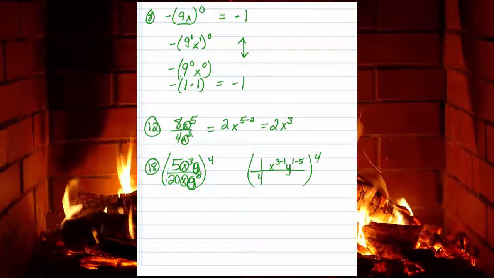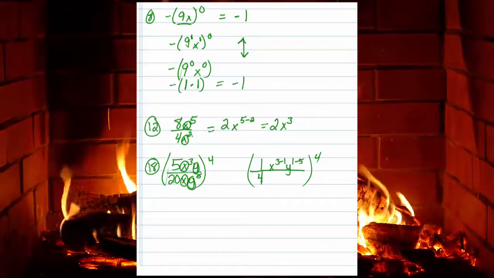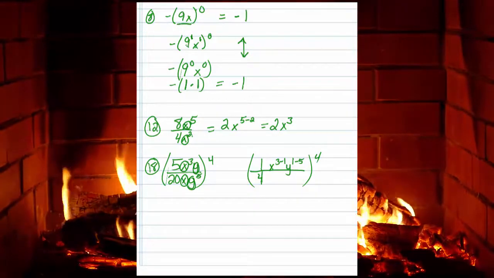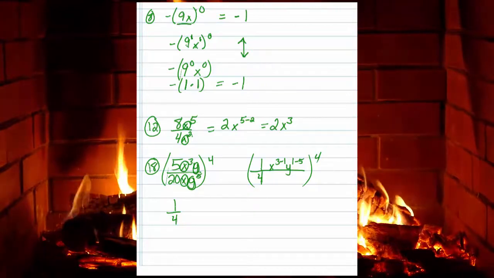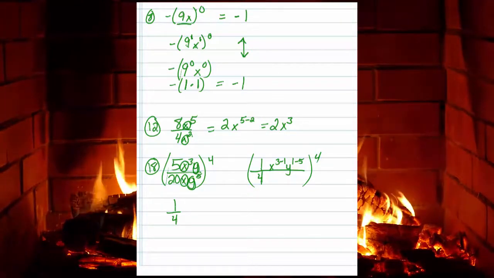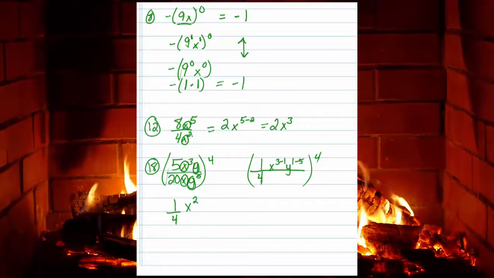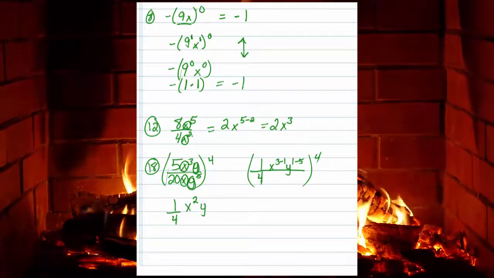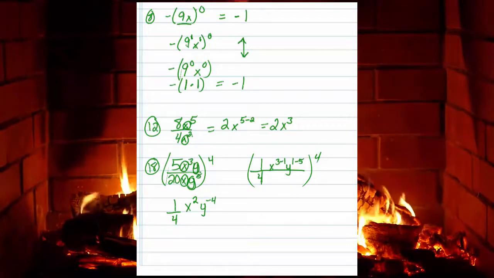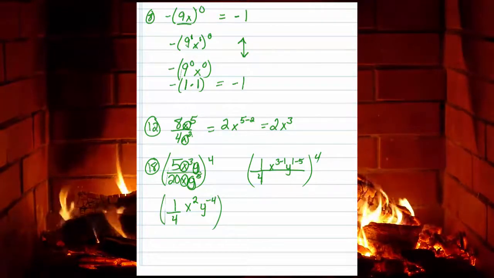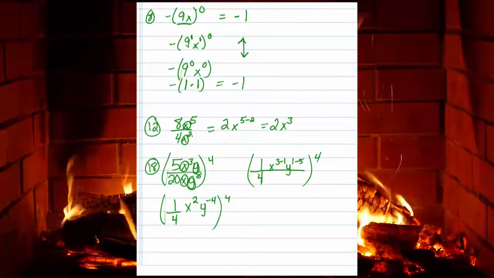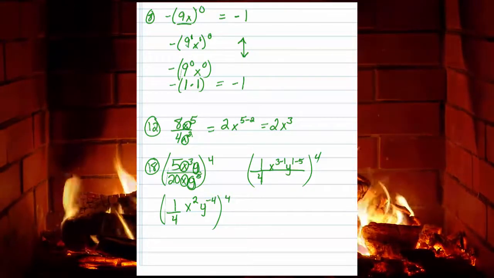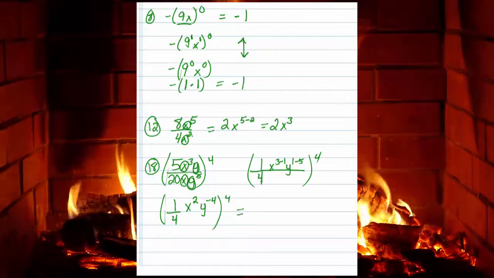So let's clean this up a bit. 1/4 times x to the 3 minus 1, which would be x to the 2nd power, times y to the 1 minus 5, which would be y to the negative 4th power, all in parentheses raised to the 4th. Now we still have options, but I don't like negative powers, so I'm going to clean that one up before I do anything with the parentheses.